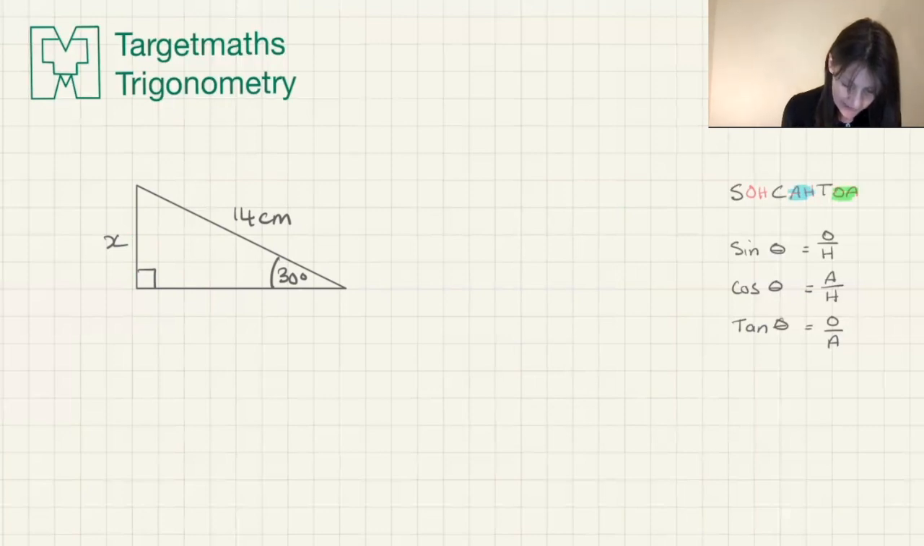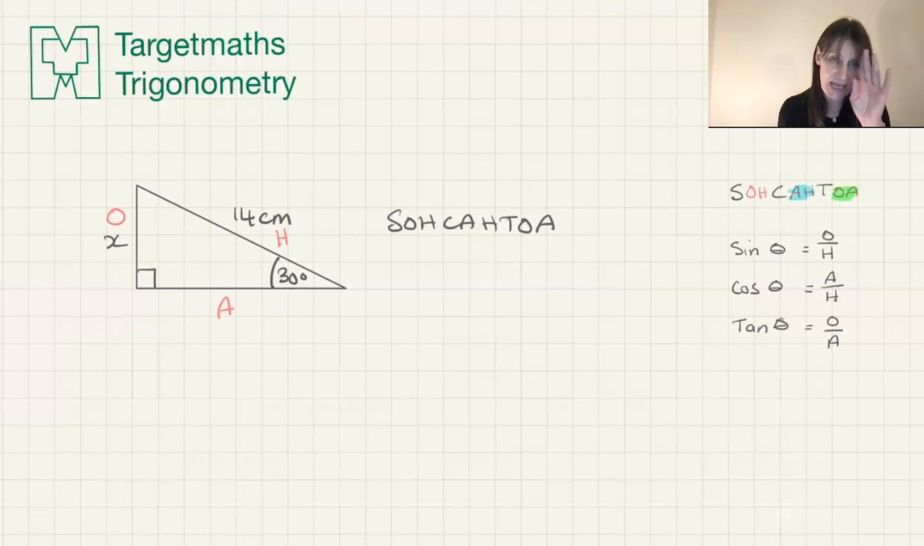Okay, so labeling the sides. I've got O, H, and A. I'm going to write down SOHCAHTOA, write it down. Don't just glance up at your notes because you've already written it down. Write it every time. We need that in our brains to retrieve the minute we need it.